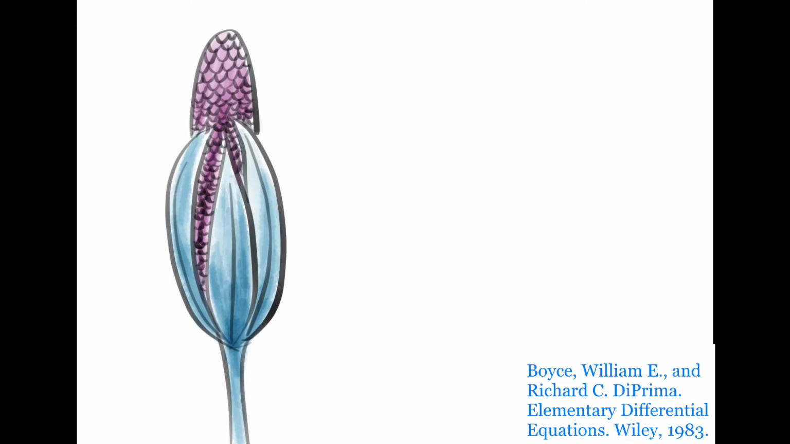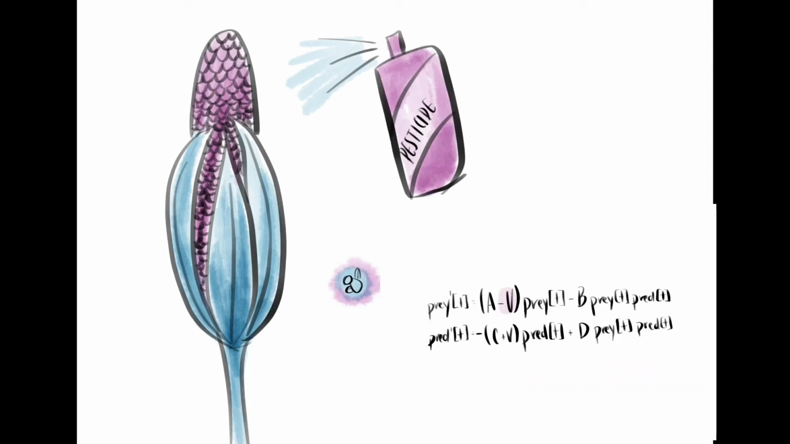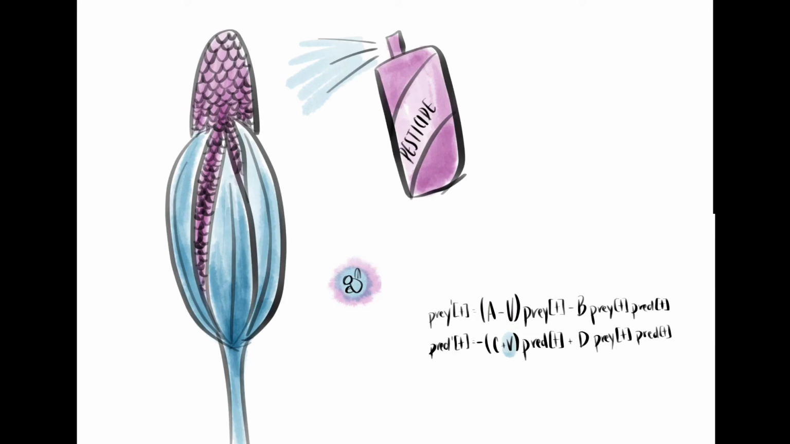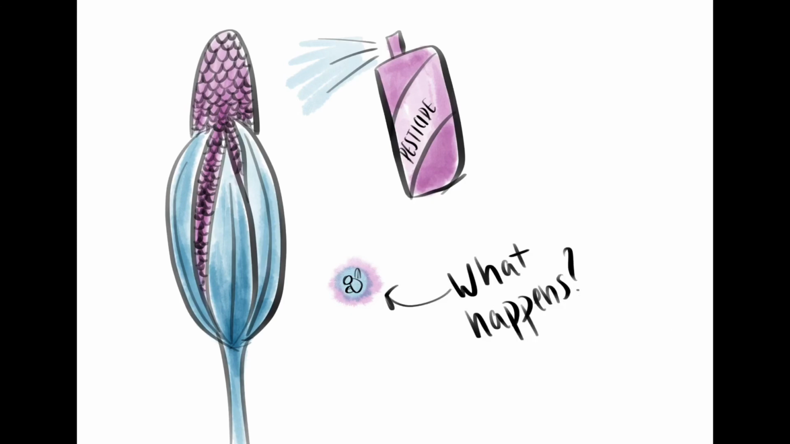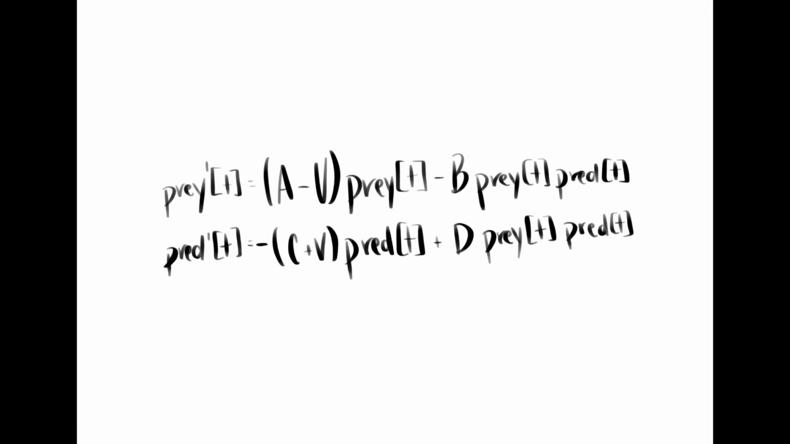Now, let's have some fun. One of the many problems students are given is to determine whether a government's use of pesticides actually succeeds in decreasing the insect, or the prey, population, by putting a negative factor, U, in prey prime of t, and a positive factor, V, in predator prime of t. For our scenario, let's imagine this to be some moosicide to keep those silly moose out of the ocean. Let's check the equilibrium population by following the steps above.